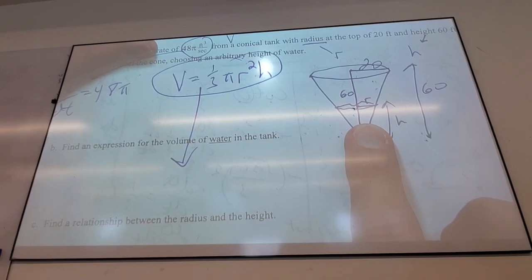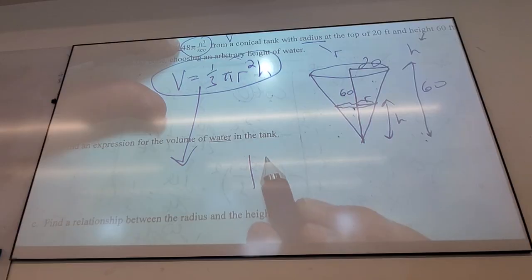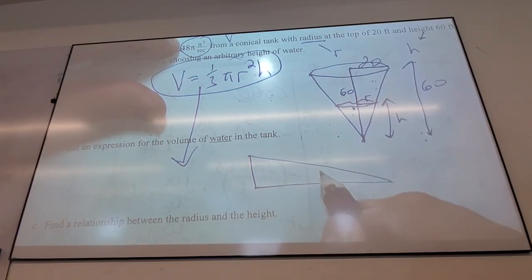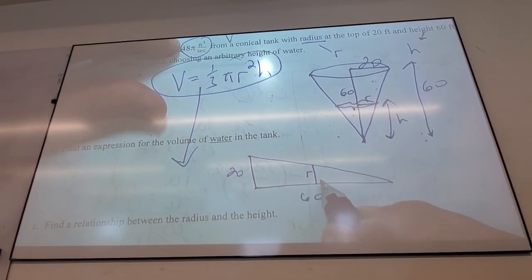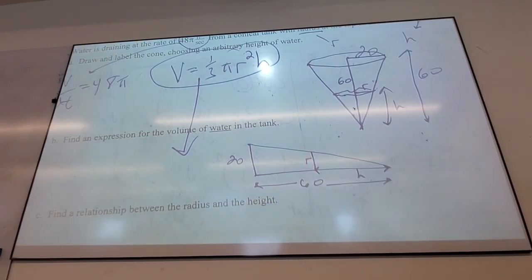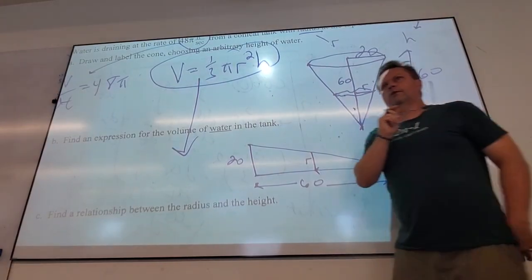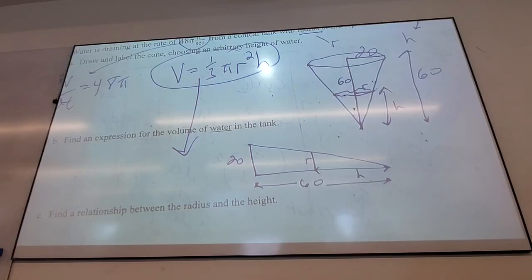How many right triangles do you see in this? Let me draw this like this. So there's 20, there's 60, there's R, and there's H. So yeah, there's 2, right? You guys follow? Do you guys remember similar triangles? A similar triangle just means that one triangle is a multiple of the other one, just blown up. So what relationship must hold then?